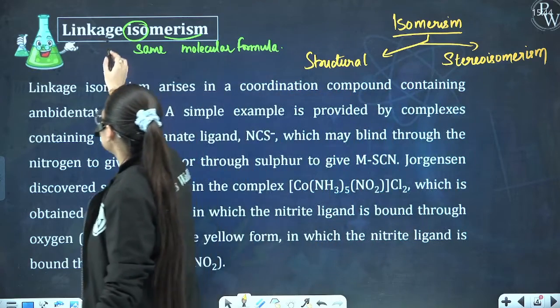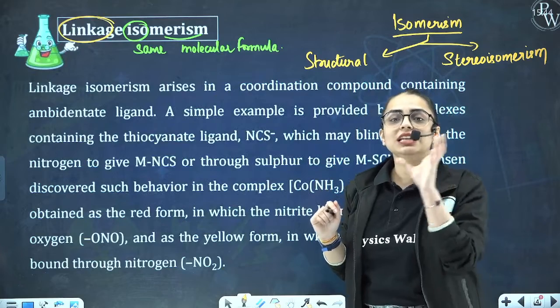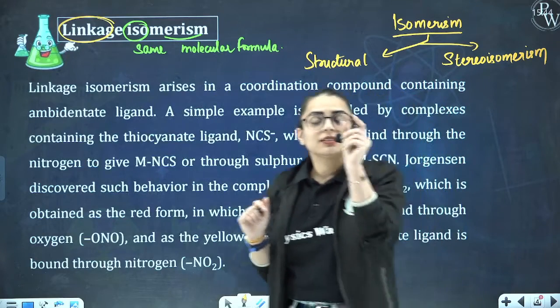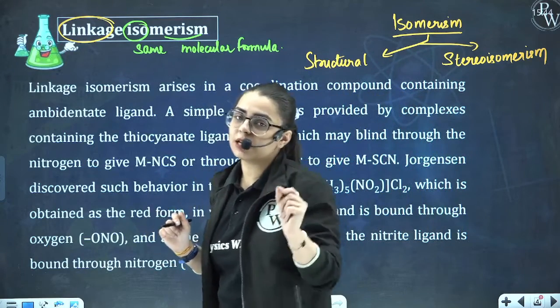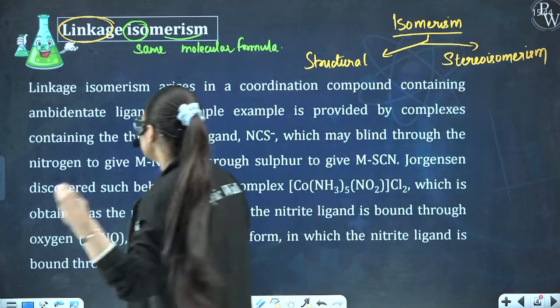So one of the structural isomerisms is linkage isomerism. The word itself says linkage. That means we have to see the linkage of the ligand towards the central metal atom, that which atom is being linked to the central metal atom. This is the whole case that we need to study over here. Now let us see what NCERT says.